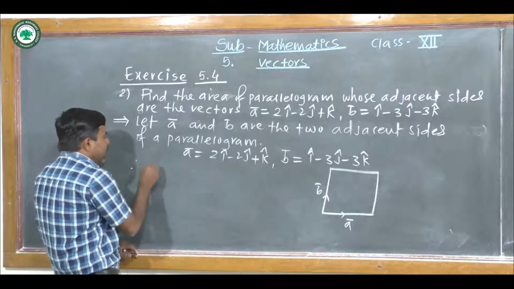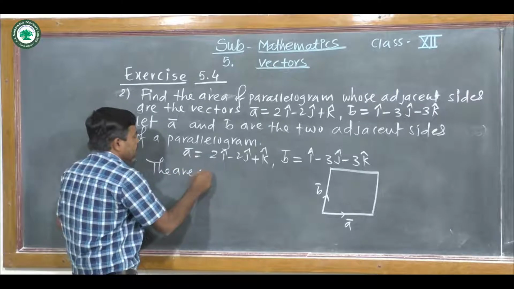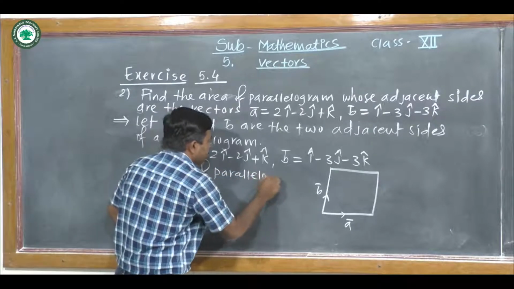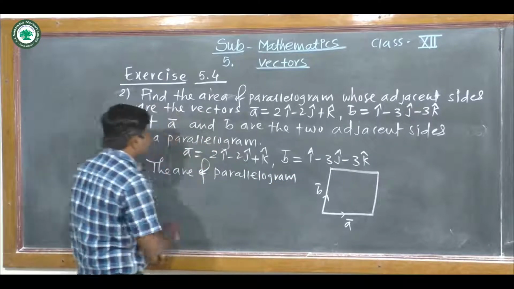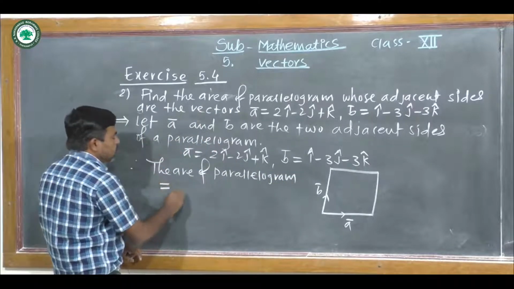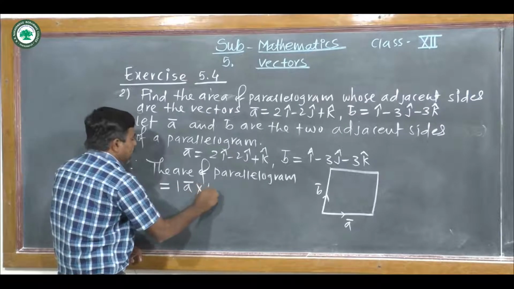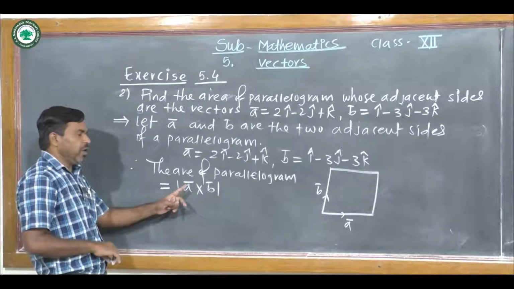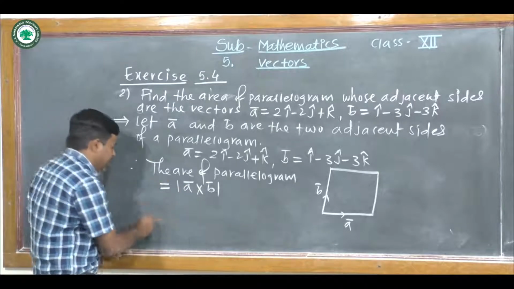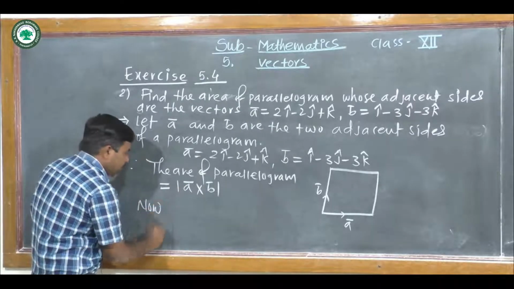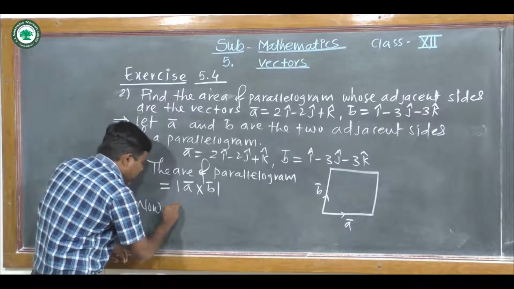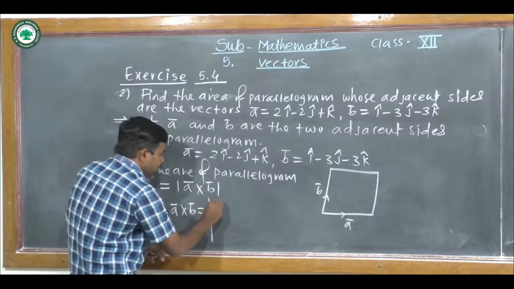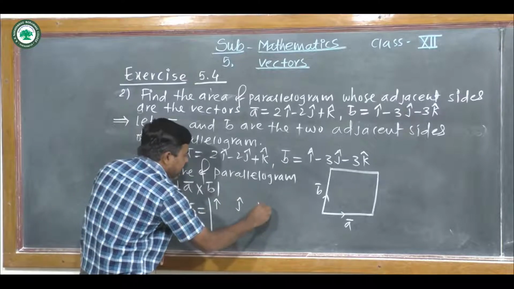So therefore the area of parallelogram is equal to magnitude of vector a bar cross b bar. First, here we have to find out a bar cross b bar and then its magnitude. Now, a bar cross b bar is equal to the determinant i cap, j cap, k cap.